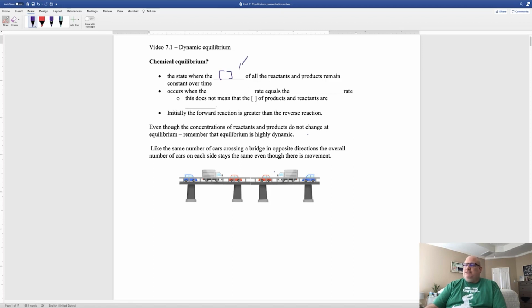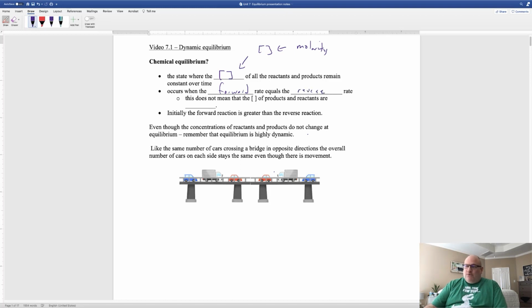Now, you may see that I just did this weird double bracket here, and that means concentration in molarity. And all of the problems we're going to be working with in this unit are going to be in molarity. So whenever you have a reaction and the reactant and product concentrations no longer change, you are at equilibrium. What's important to understand here is that it occurs when the forward rate of the reaction equals the reverse rate of the reaction.